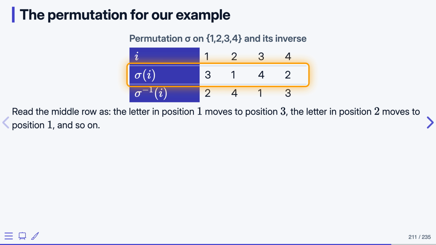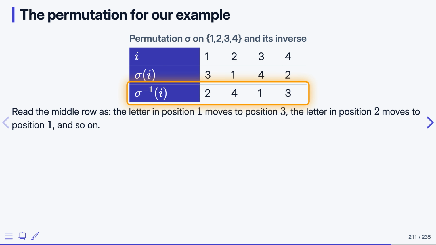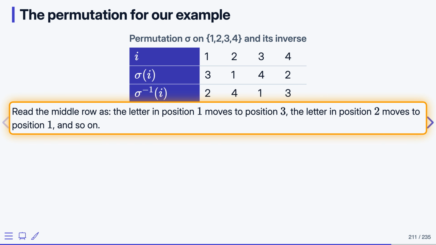Our permutation sigma acts on 4 positions. Read the middle row. Sigma sends 1 to 3, 2 to 1, 3 to 4, and 4 to 2. The bottom row is the inverse, sigma inverse. It undoes all of that. It sends 1 to 2, 2 to 4, 3 to 1, and 4 to 3. So the letter sitting in position 1 moves to position 3. The letter in position 2 moves to position 1, and so on. You can check the inverse. Follow any number down the middle row and then back up through the bottom row, and you return to where you started.